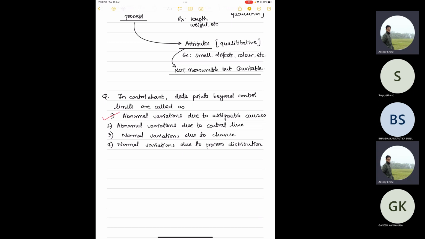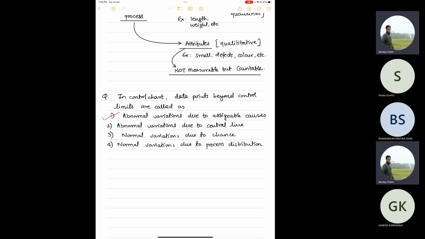So the second option is abnormal variations due to center line. This doesn't make any sense. This is just a random option to confuse those who don't know what this is. You may see this in many competitive exams like GATE or maybe ESE. If you know at least what the question is trying to answer, then and there you can eliminate two options easily. Finally, it will come down to two options that you need to choose one of.